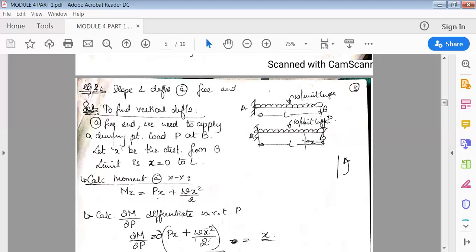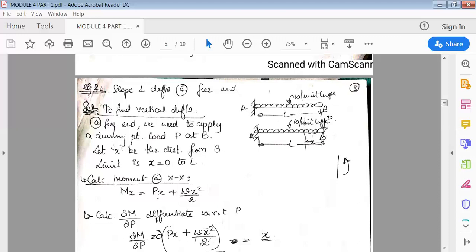the free end. We'll cut the section and find the moment from the free end, and so the limit is 0 to L. First, let us calculate the deflection. To calculate deflection, first consider the section. We'll cut the section here, and then we'll apply a point load.